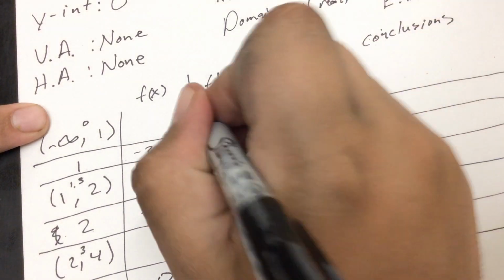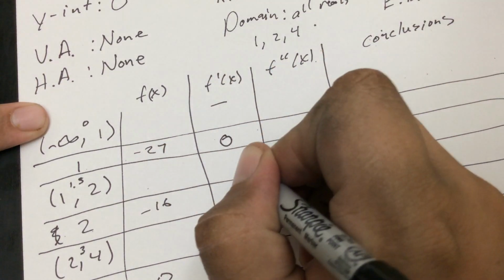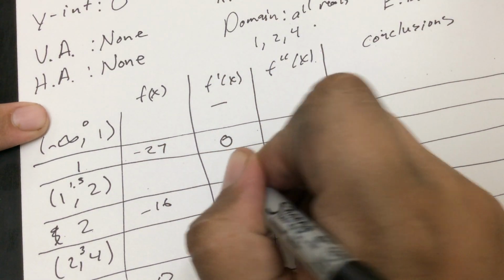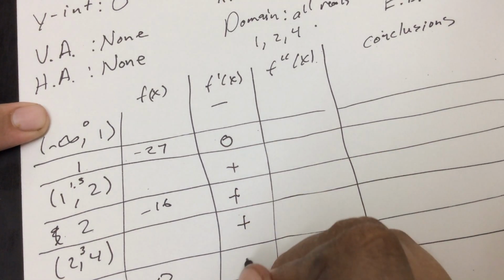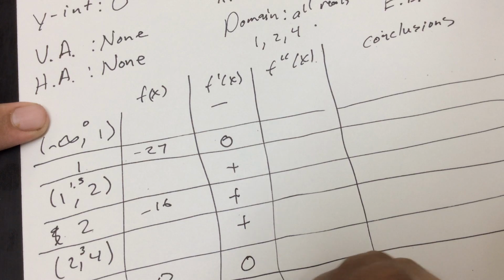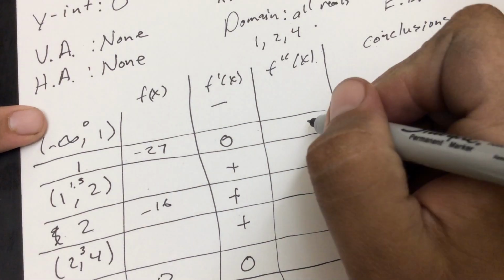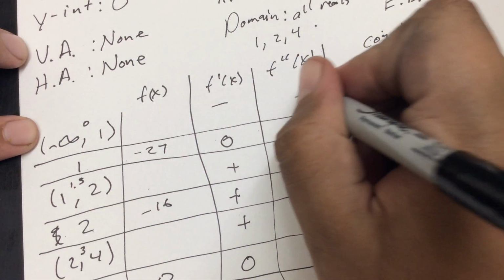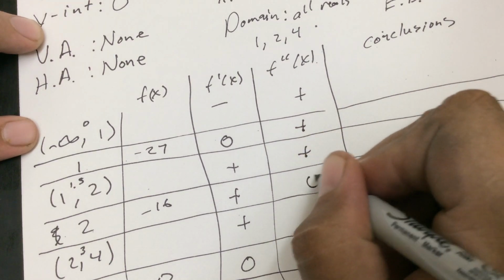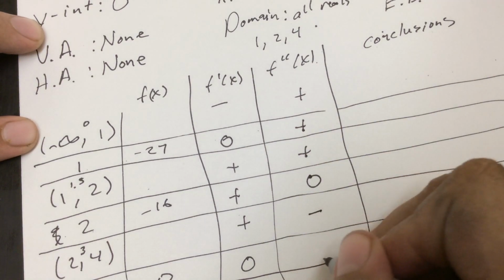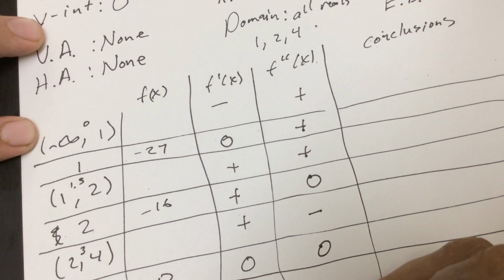First derivative, we are negative, 0, positive, positive, positive, 0, positive. Here we're going to be positive, positive, positive, 0, negative, 0, positive.